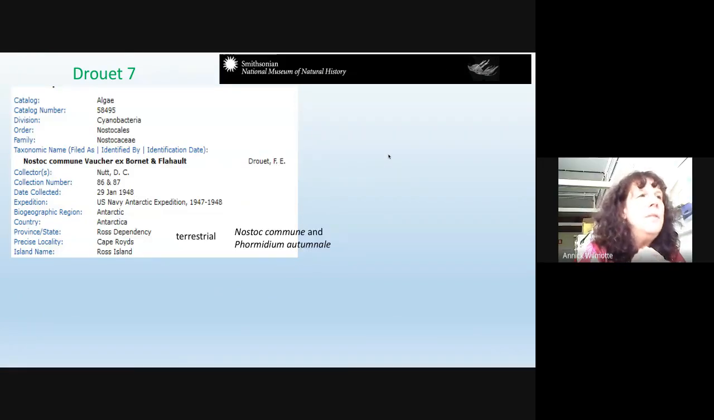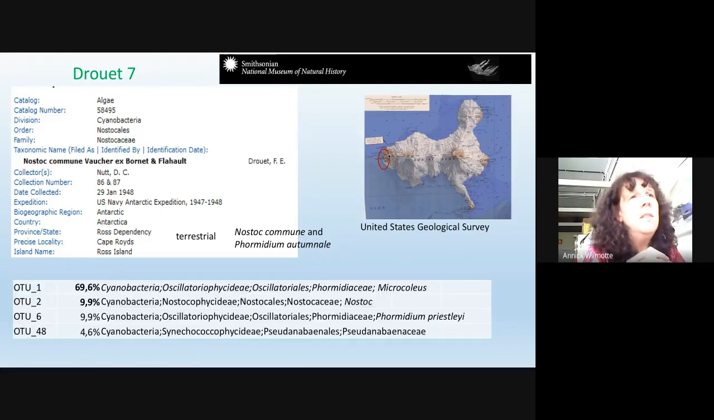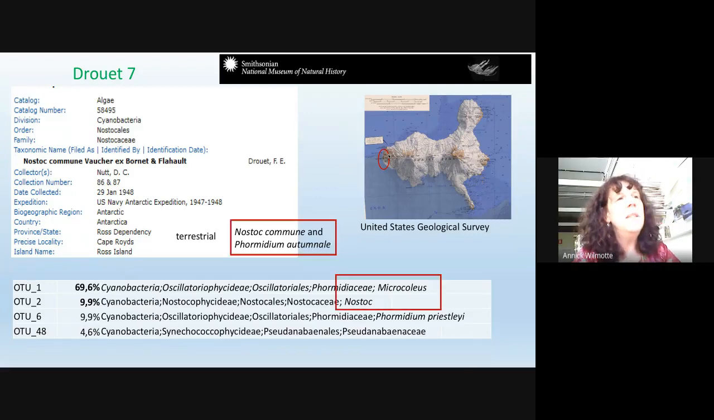Comes from Antarctica, from a different, the Ross Island, Cape Royds. Again, there were additional information on the labels that were written and are not on the internet, that it was a terrestrial sample and included Nostoc commune and Formidium autumnale. What did the sequencing tell us, in addition to the map of the island? That there was a strong dominance of Microcoleus, and next was Nostoc, OTU 1 and 2. And in fact, this fits together. The next click will show you that.